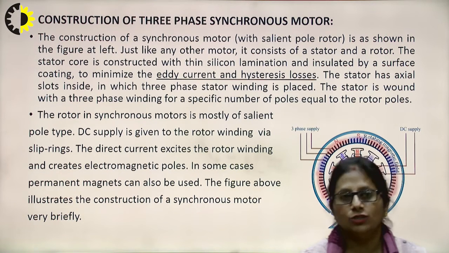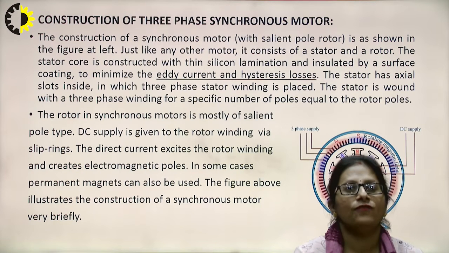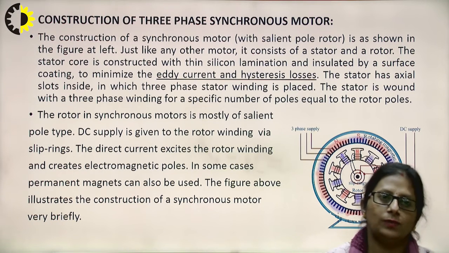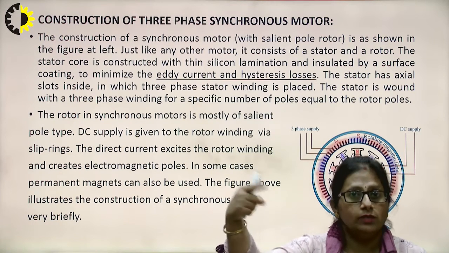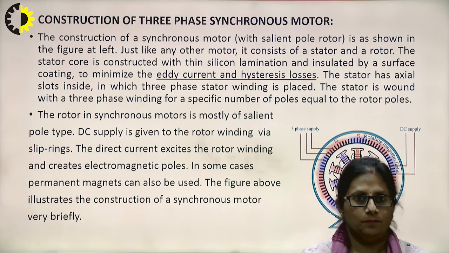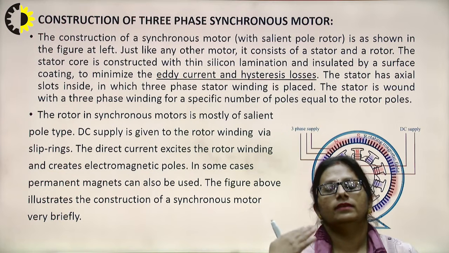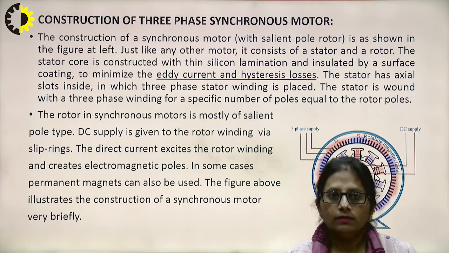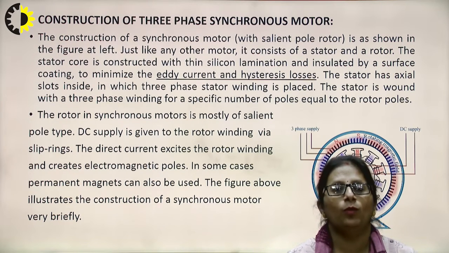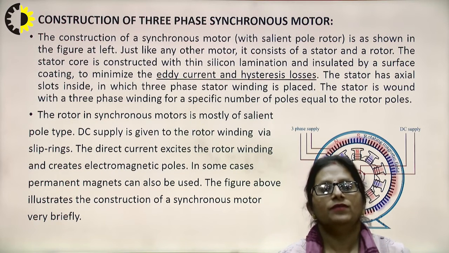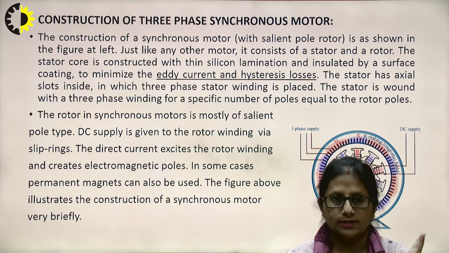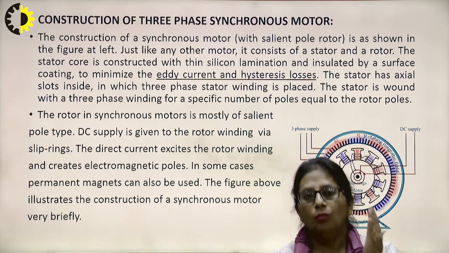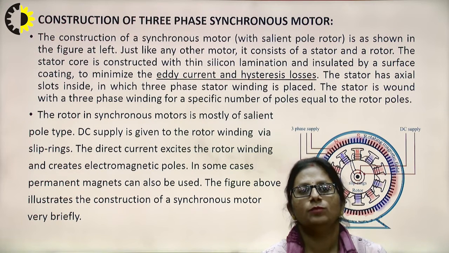The stator has slots inside which the 3-phase stator winding is placed. The stator is wound with a 3-phase winding for a specific number of poles equal to that of the rotor poles. Generally, the winding for the stator is of star type. The rotor in the synchronous motor is mostly of the salient pole type. Although when we went through the construction, we saw that the rotor can have two constructions, either salient or cylindrical, in the case of the synchronous motor, mostly it is a salient pole type construction.